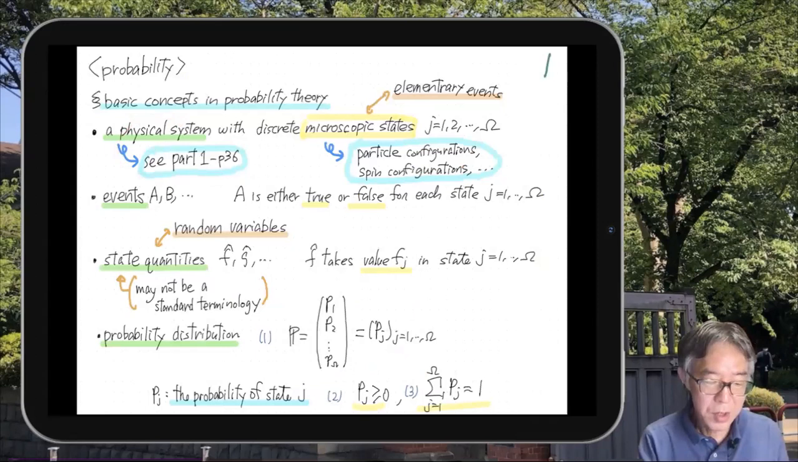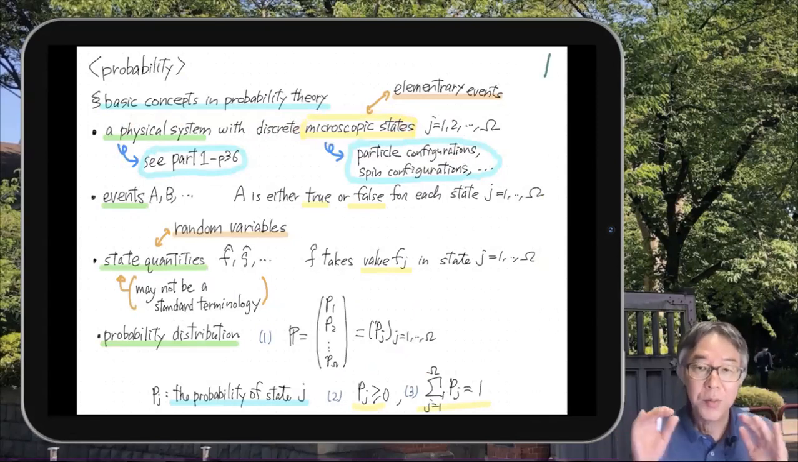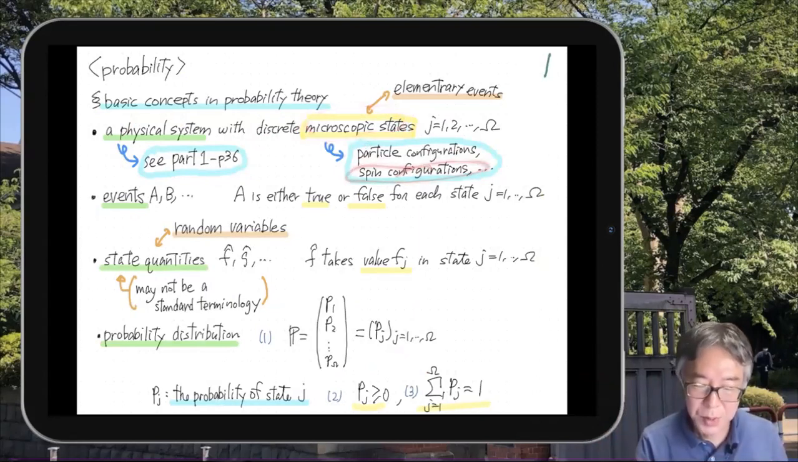So we are interested in a classical physical system that has discrete microscopic states. And here microscopic states means particle configurations. By a microscopic state, I mean a particle configuration, not the position of a single particle. A particle configuration means that if you have 100 particles, then I tell you where they are. That defines a particle configuration, which corresponds to a microscopic state. In a spin system, spin configurations are microscopic states.